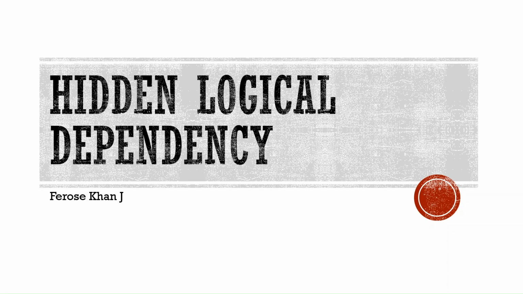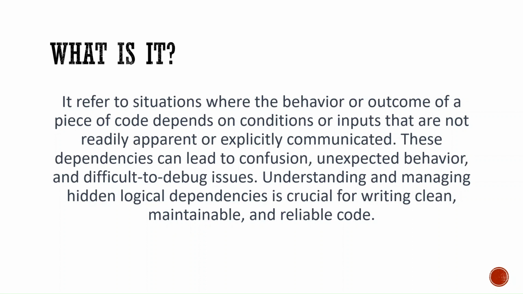So this time let's start with the design principle hidden logical dependencies in software coding. So what is hidden logical dependency? It refers to a situation where the behavior or outcome of a piece of code depends on conditions or inputs that are not readily apparent or explicitly communicated. These dependencies can lead to confusion, unexpected behavior, difficult to debug issues. Understanding and managing hidden logical dependencies is crucial for writing clean, maintainable, and reliable code.